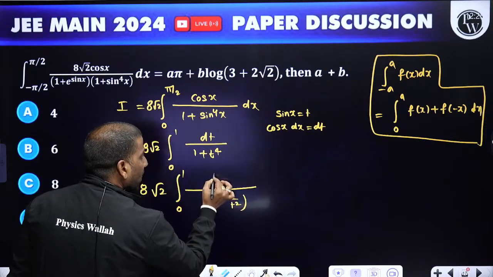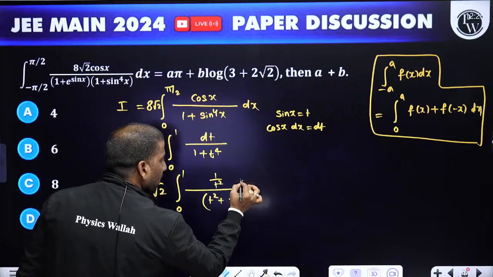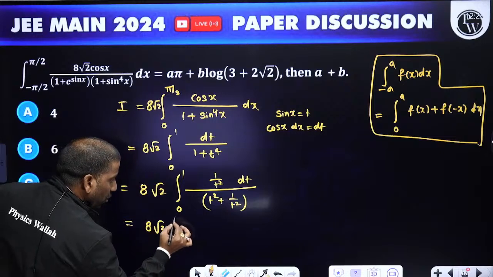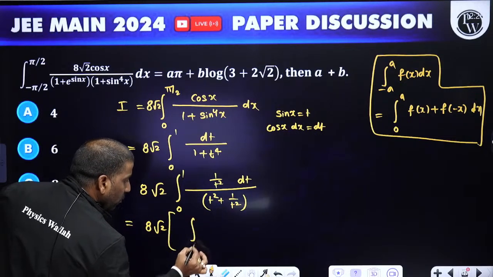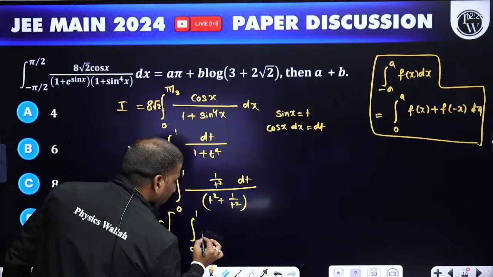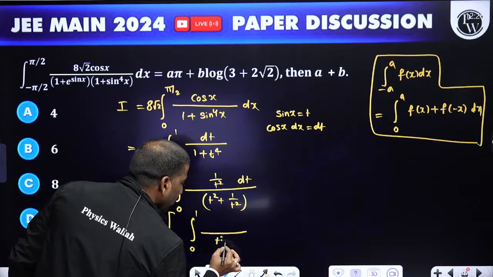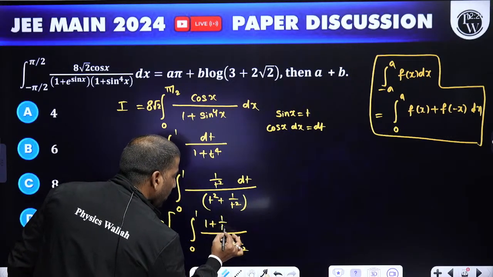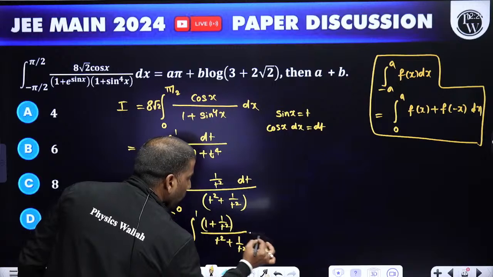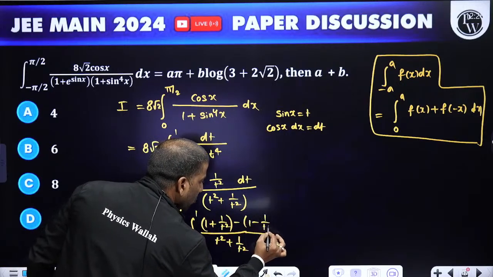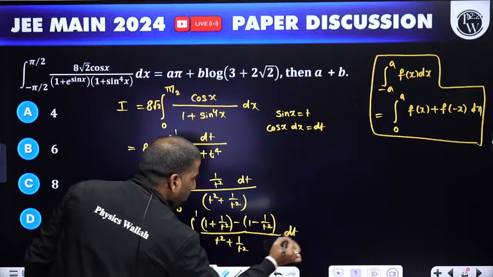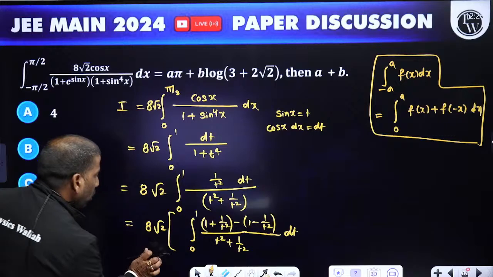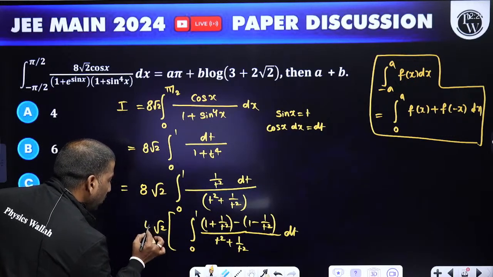That t square I am writing in the numerator, 1 by t square dt. This is a procedure to approach the biquadratic. Afterwards, what will we write? Integral 0 to 1, t square plus 1 by t square, and here 1 plus 1 by t square minus 1 minus 1 by t square. This is a manipulation we do, so that 1 gets cancelled, 2 by t square. So take 1 by 2 from here, so it will become 4 root 2.